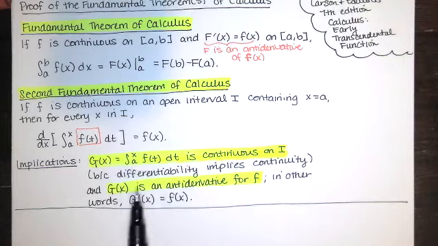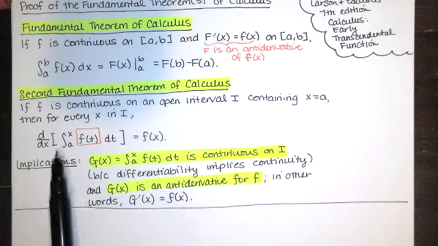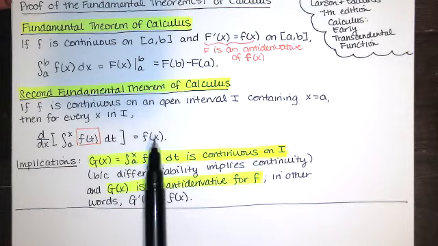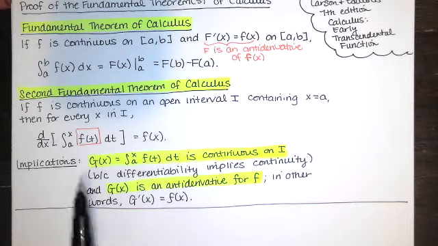And another implication is that it's an antiderivative for f, because the derivative of this function is f, so the antiderivative of f would be that function. So we want to keep both of those in mind.